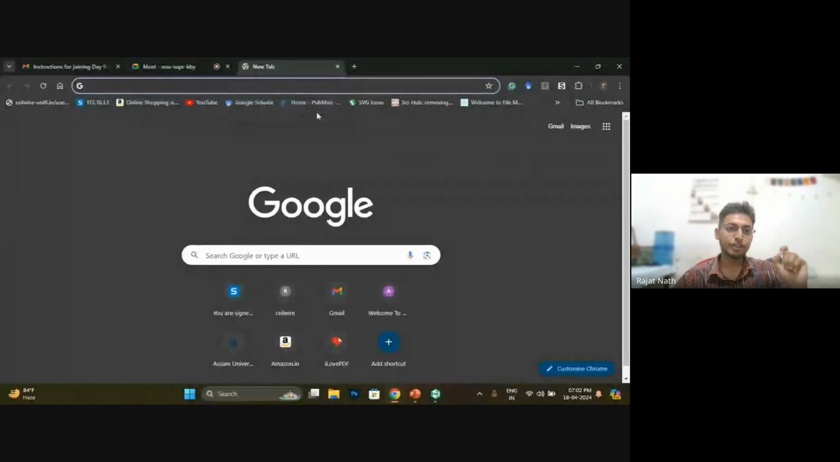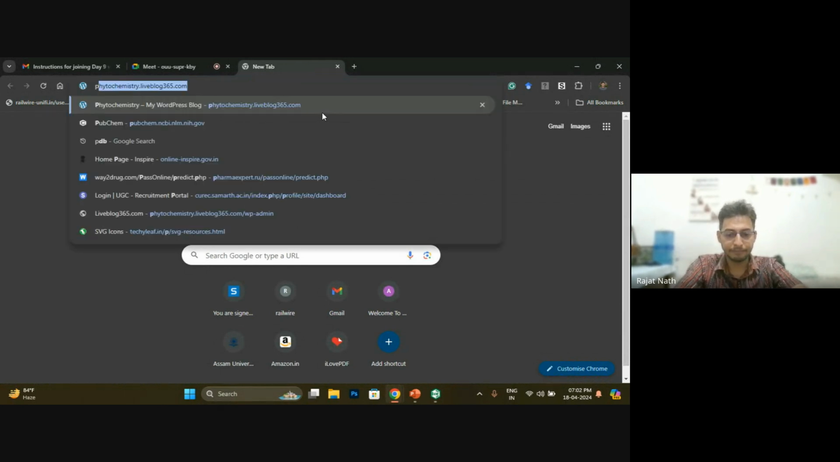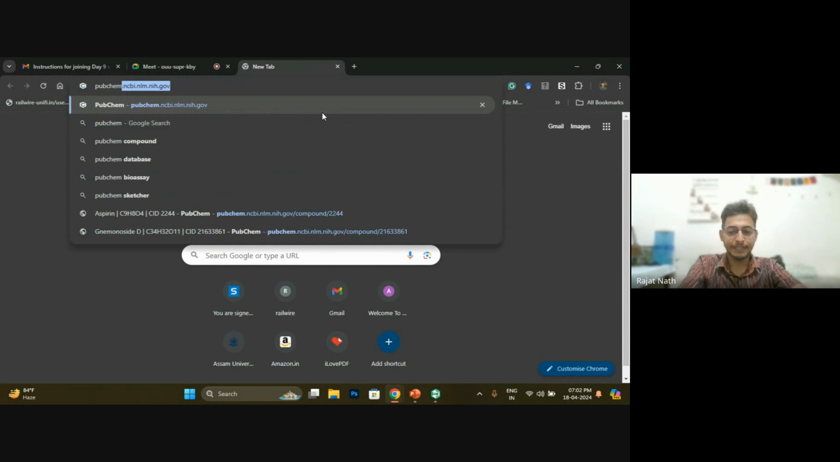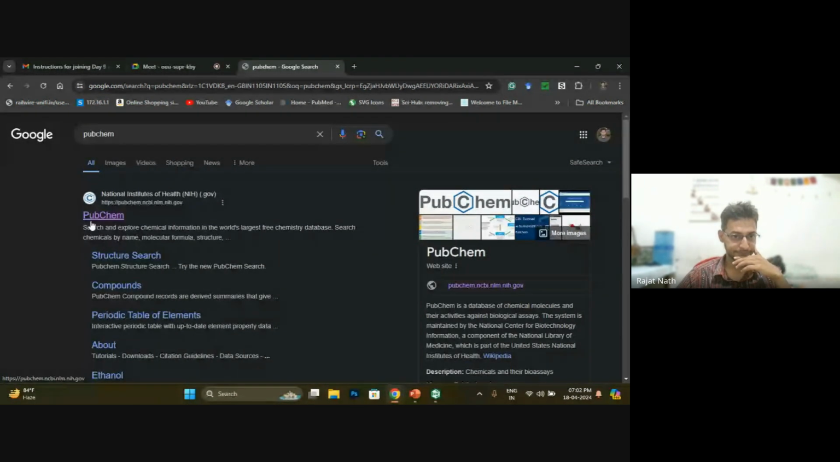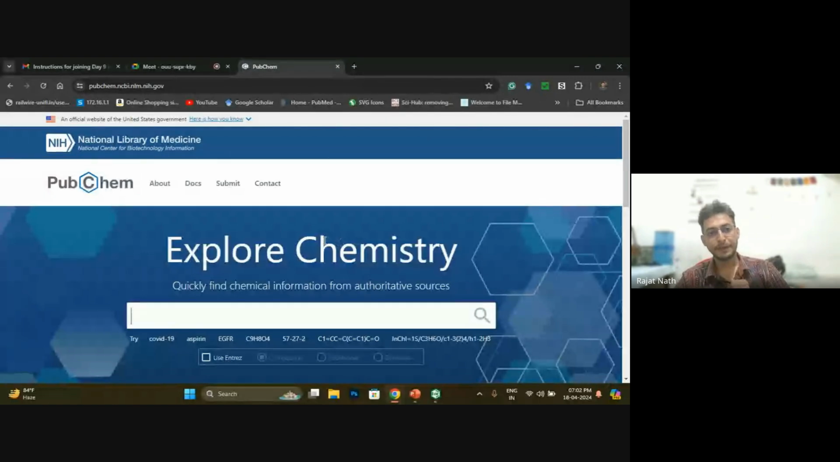First of all, I have to check whether this ligand is available in the database or not. The most famous database for ligands is PubChem. Just type PubChem. This is maintained by the National Institutes of Health. So this is the PubChem database.